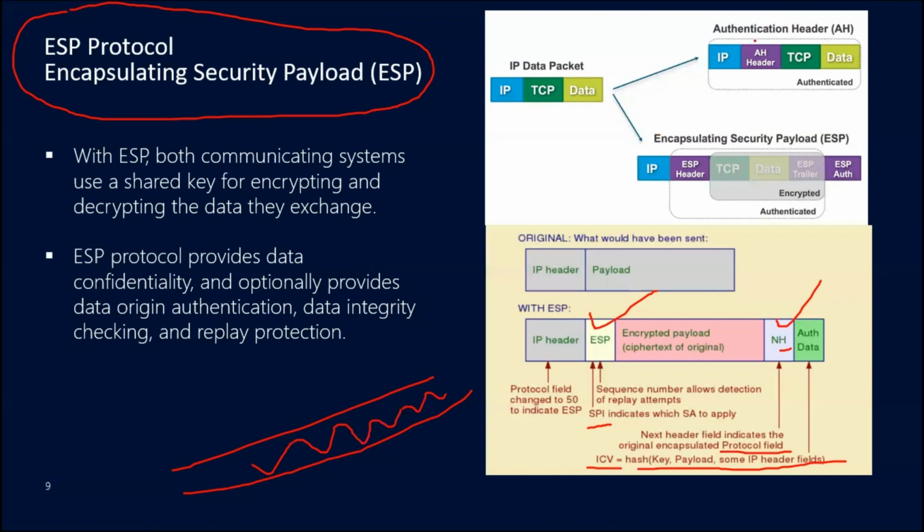Okay. So see, this is your original IP data packet. In the authentication header, it inserts one AH header and the data would be authenticated. And then in ESP, it inserts the ESP header. So this data is encrypted also, and this data is authenticated also. So this is very important and used everywhere. Okay.